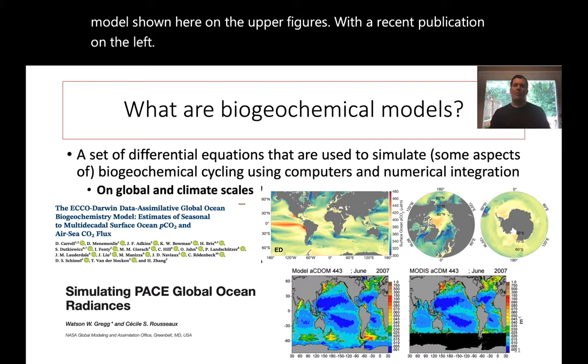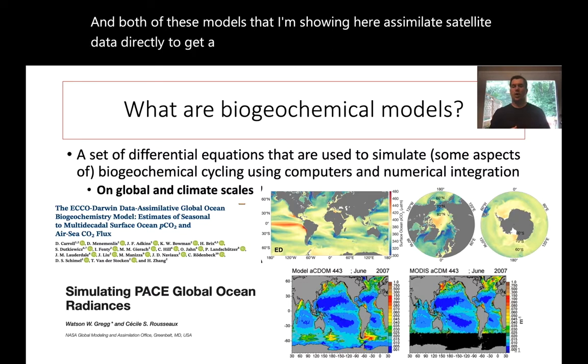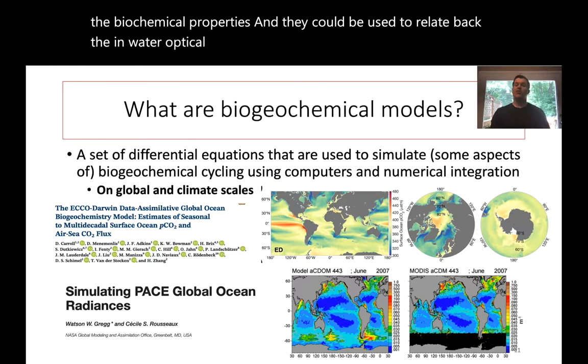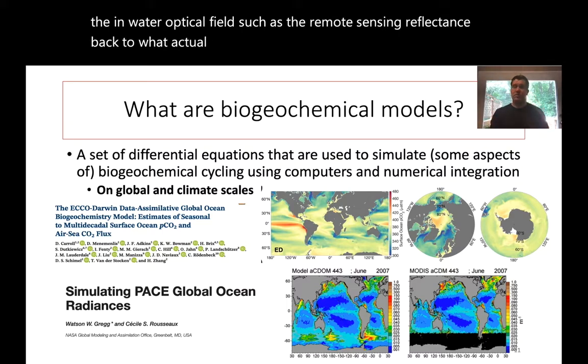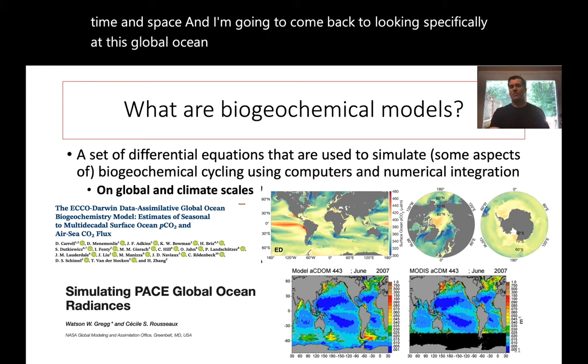And both of these models that I'm showing here assimilate satellite data directly to get a better prediction of the ocean color as well as the biogeochemical properties. And they could be used to relate back the in-water optical field, such as the remote sensing reflectance, back to what actual processes are driving those changes through time and space. And I'm going to come back to looking specifically at these global ocean models towards the end of the talk when I talk more about data assimilation.